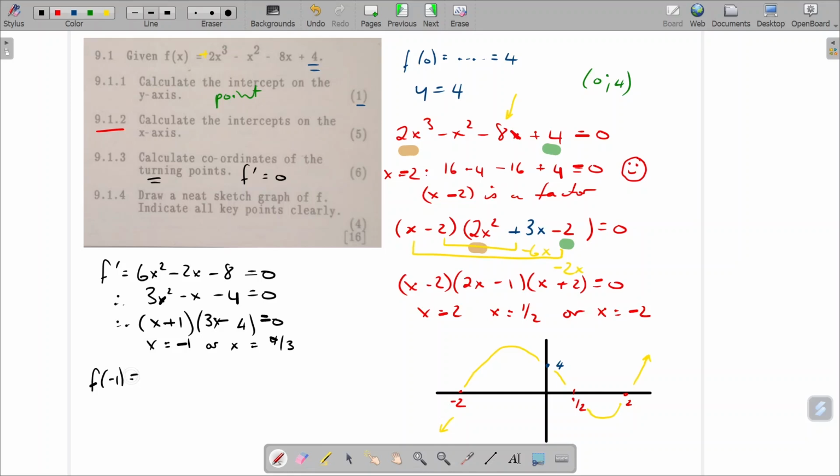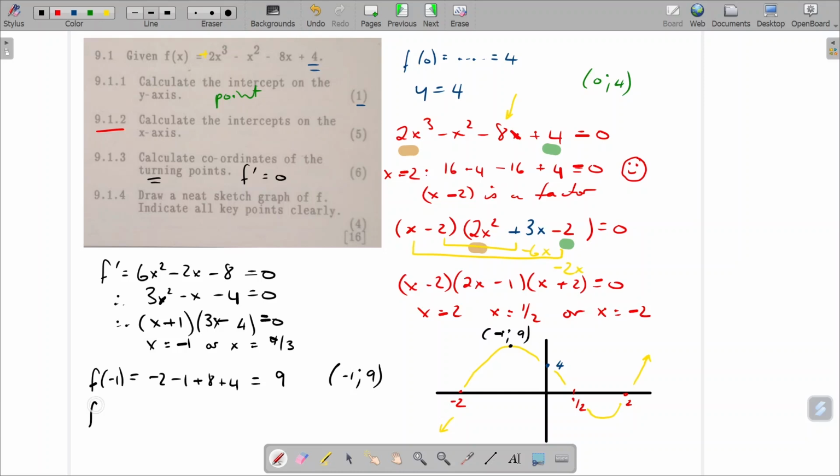F of minus 1 equals a value of minus 1, so we go in here quickly, it would be minus 2 minus 1 plus 8 plus 4, which in this case is minus 3 plus 12, so it is 9. So we know that this point here, this turning point, will be at minus 1 and 9.